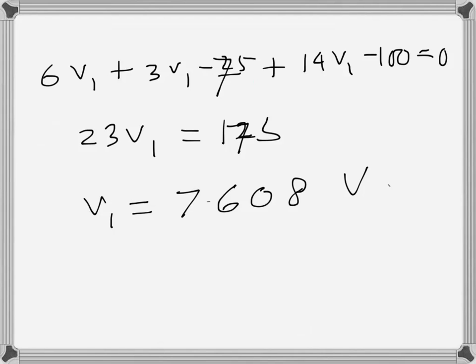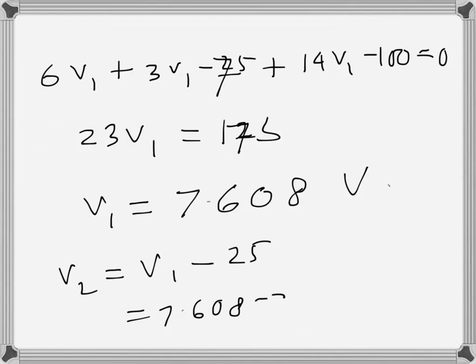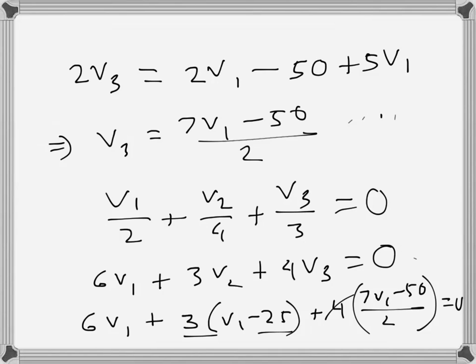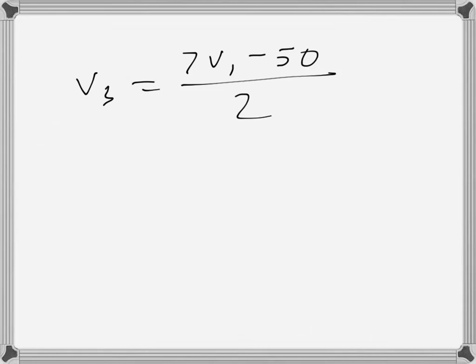So V1 is 7.608 volts. Now we have that one, we can get V2 from V1 minus 25, so that's 7.608 minus 25, which is minus 17.39 volts, and then we can get V3 as well. V3 is 7V1 minus 50 over 2 there, so this is how we can find all three voltages.